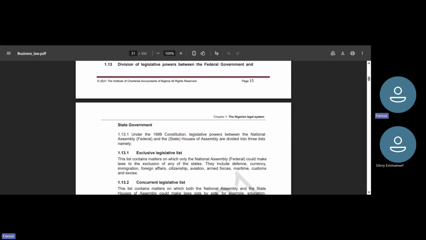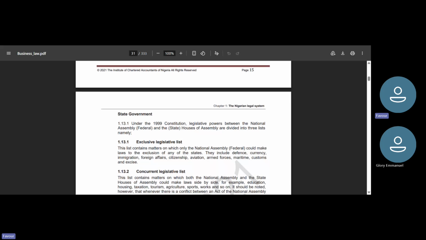If no question, we are going to look at the next subtopic, which is the division of the legislative power between the federal government and the state government. Remember, I said something about the exclusive list and the concurrent list earlier in the class, right? So under the 1999 Constitution, legislative powers between the National Assembly, that is the federal, and the State House of Assembly are divided into three lists.